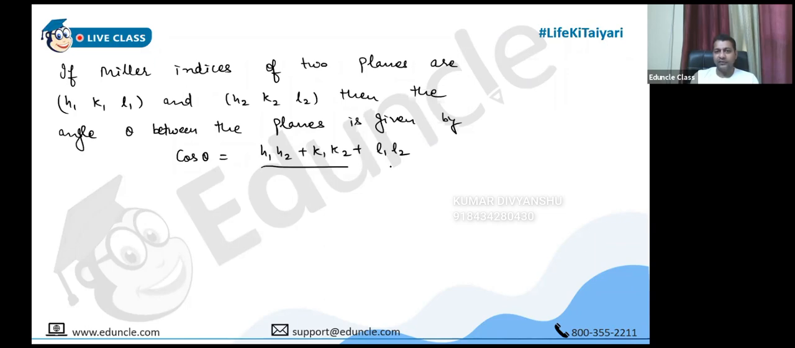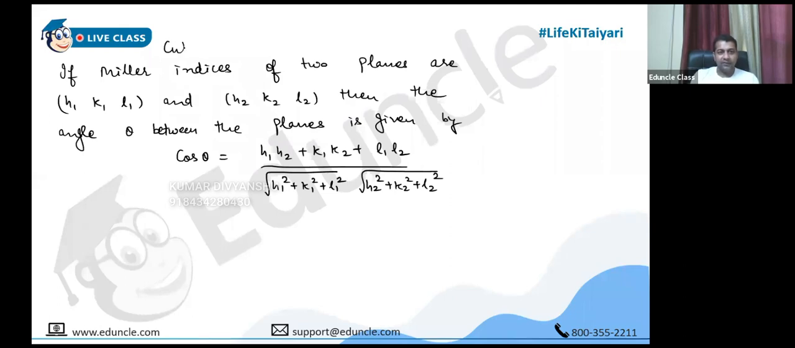Just like the dot product of vectors, we are treating these HKL as vectors. So we have taken A dot B in the numerator, and in the denominator it will be A mod into B mod. And this is for the cubic system. Of course there are different formulae for different systems, but the cubic one is there in your syllabus. Okay? Clear? Yes, sir.